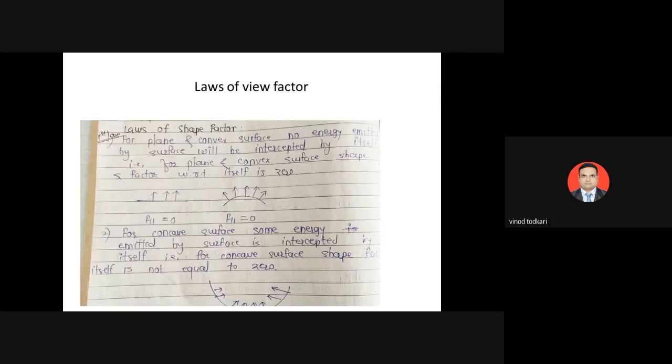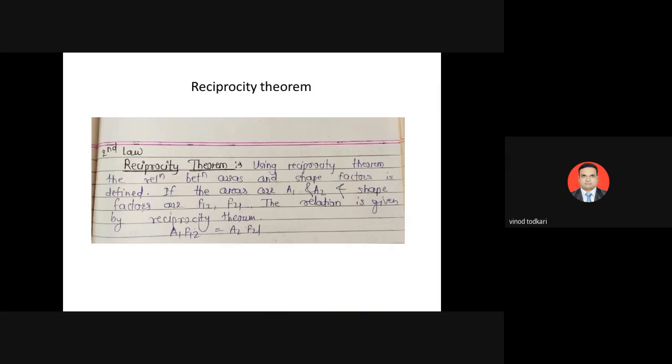Okay. There are only 4 basic laws. First law is for flat and convex surface, shape factor with respect to itself is 0, and for concave surface, it is not equal to 0. This is the first law. What is second? Reciprocity theorem.